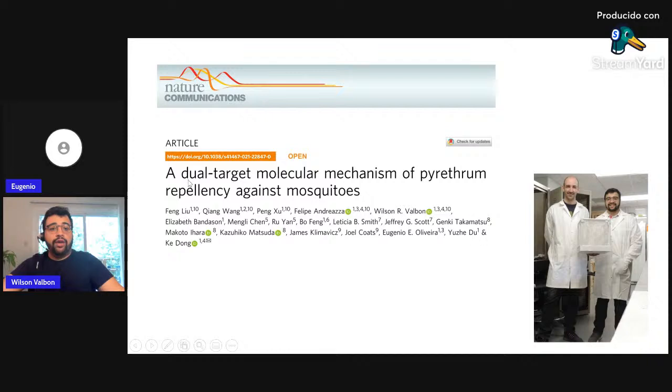But as you can see here in the title of this paper, there is a dual target molecular mechanism. I just showed you one of these duals, the olfaction mediated one. This second one is by targeting the sodium channel. It's another topic, and I need another class and another day to talk about that. But with the second target, the sodium channel, the mutation in the resistant mosquito is going to behave differently.